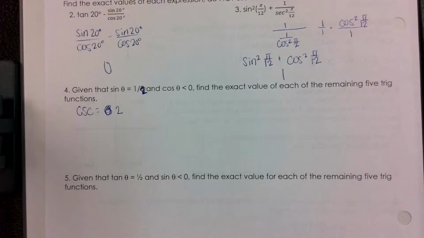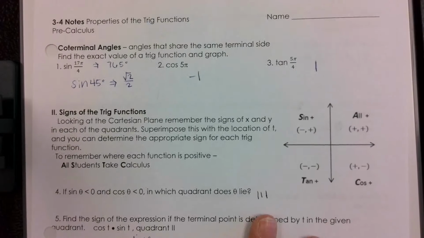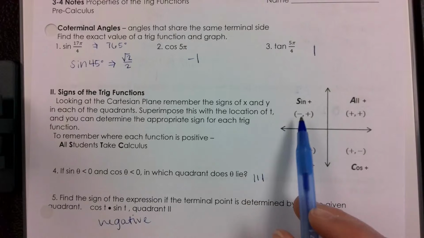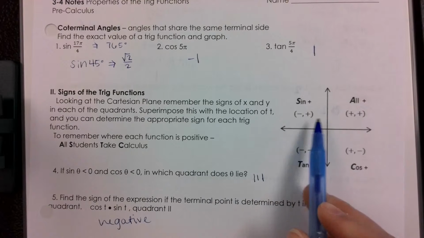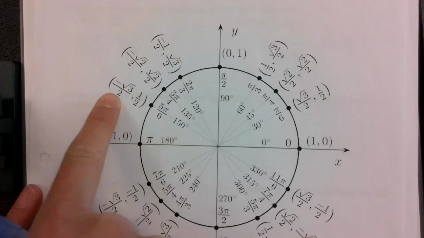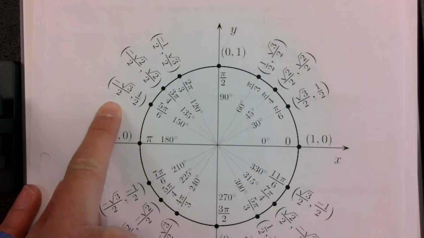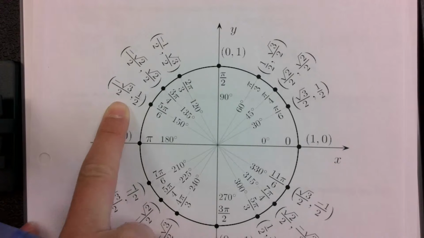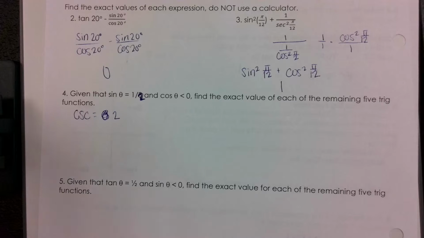All right, so if sine is 1/2 and cosine is less than 0, so cosine is negative, what quadrant is sine positive and cosine negative? Where does that happen? Quadrant 2, right? So we're going to look in quadrant 2. So where is sine 1/2 in quadrant 2? 150, or 5 pi over 6. Does that make sense? So then cosine there is what? Negative root 3 over 2. So we can put that in there.